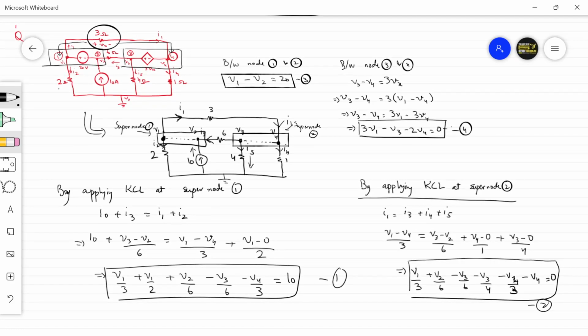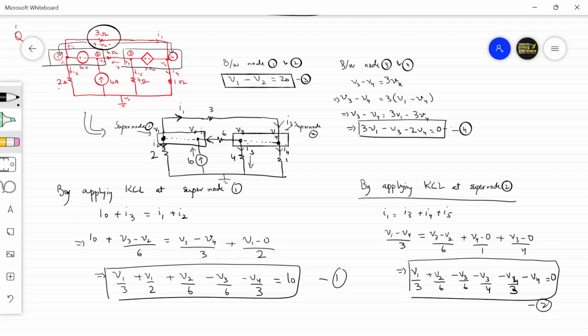Here you had one voltage source present between node 1 and 2, so it was one super node. 1 and 2 forms one super node. You had a dependent voltage source present between node 3 and 4, so this becomes another super node. So you have to apply KCL at super node 1, that's actually node 1 and 2 combined, and you have to apply KCL at super node 2, that's node 3 and 4 combined. So after applying KCL at those two nodes, you get two equations. Then finding the potential difference between these two nodes, you will get two more equations.